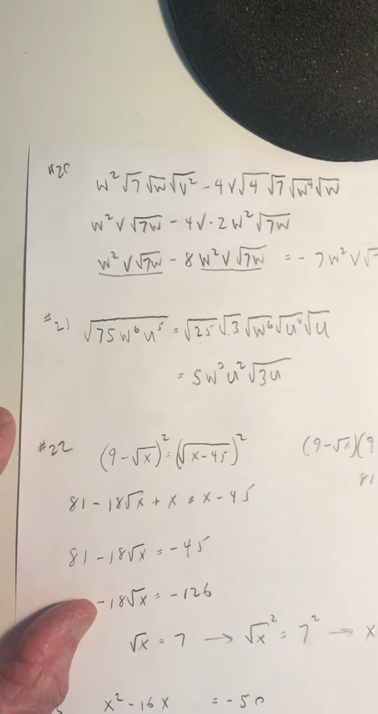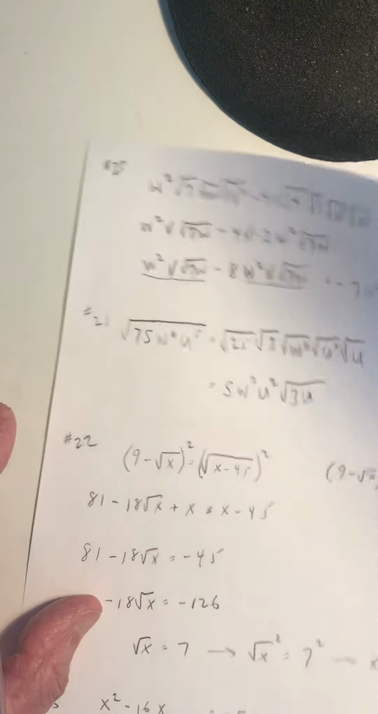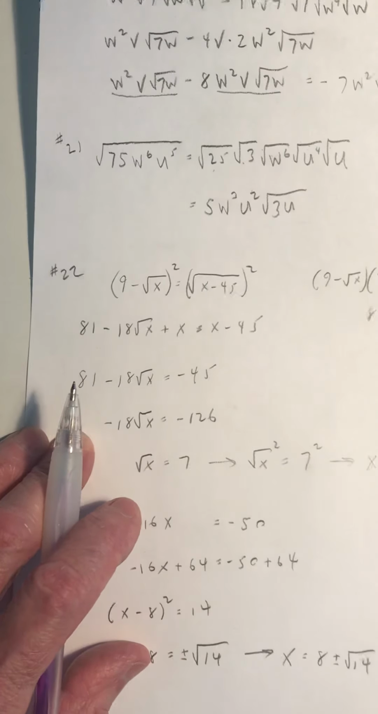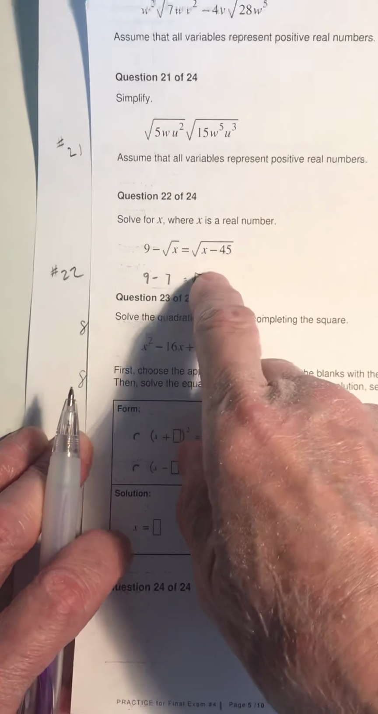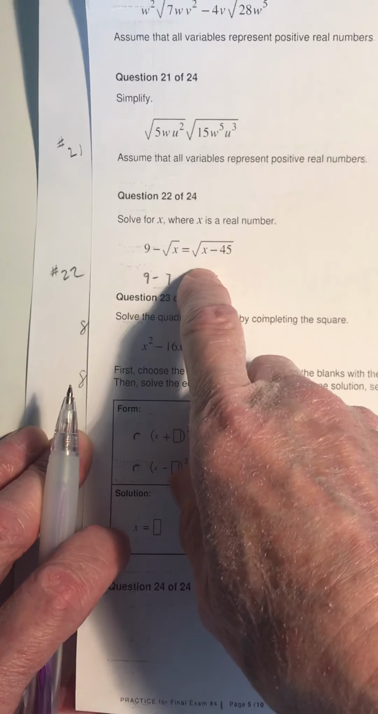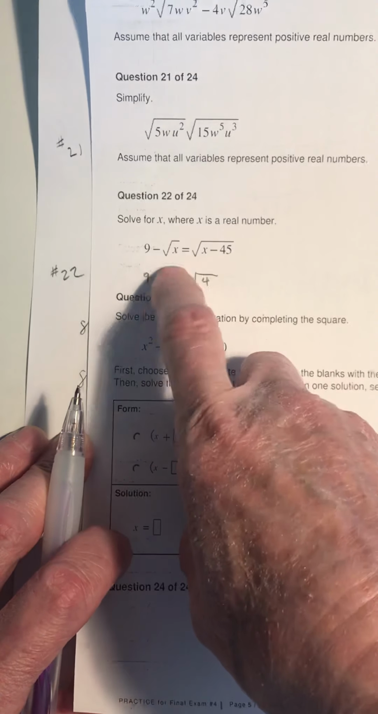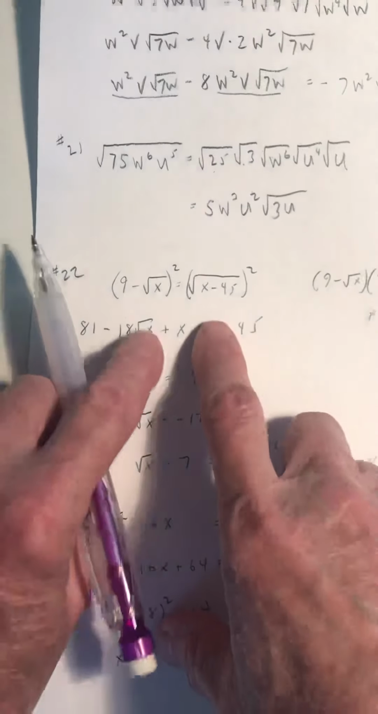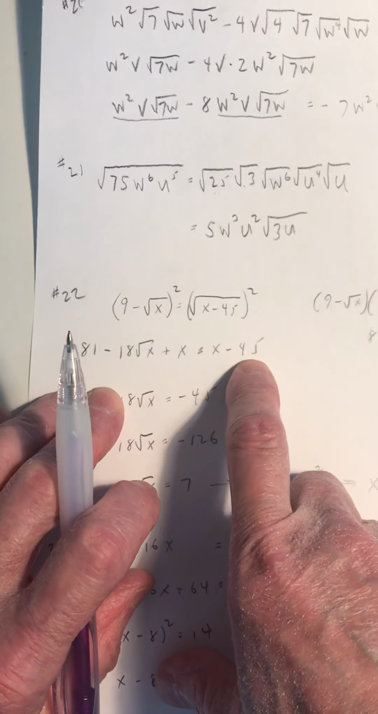Question 22, one of the more challenging things in this whole collection of exercises. We've got this equation to solve with a radical on both sides. So we can only isolate one radical at a time, but if we isolate this radical, it was given to us with that one isolated, square both sides of that. On the right-hand side, very simple, you just get rid of the square root.